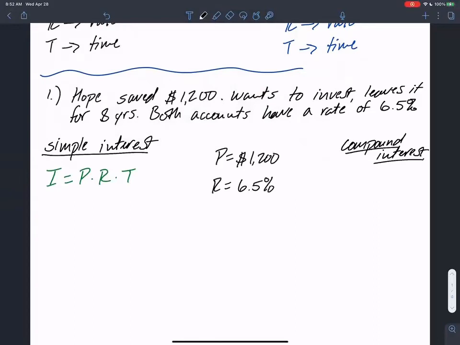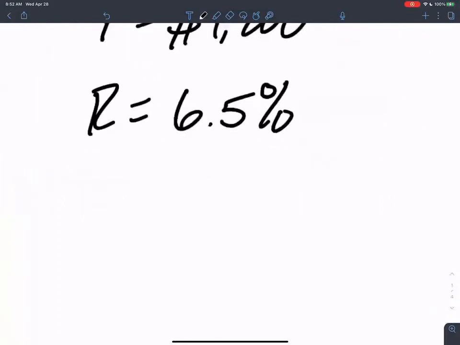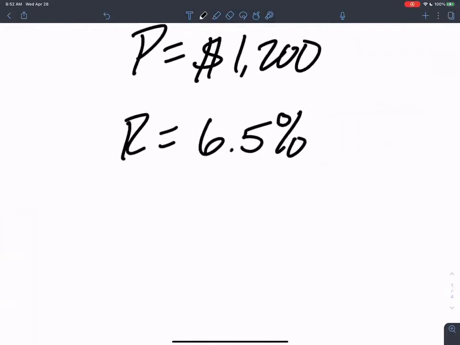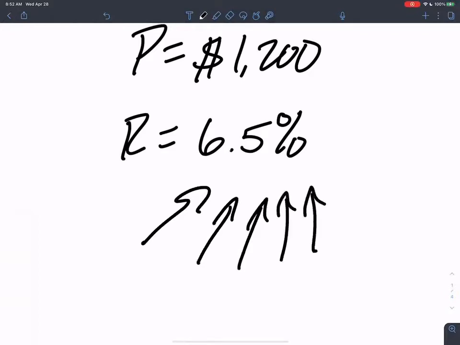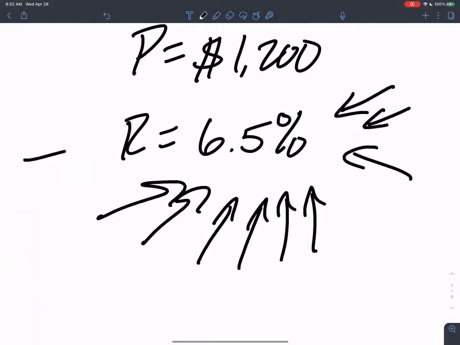The rate is 6.5%. Now, I want to emphasize something right now. You have to turn this into a decimal. You have to turn this into a decimal. If you multiply 6.5% just like that, you will get this whole test wrong. Okay? And this is going to be one of those tests that's going to build on it. All right? You're going to get to use your notes. I'm telling you right now. You have to convert into a decimal. Okay?